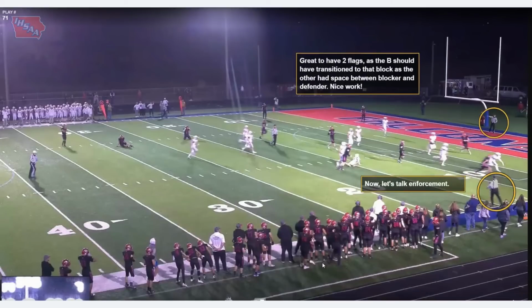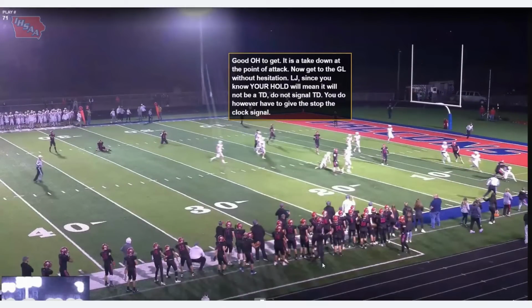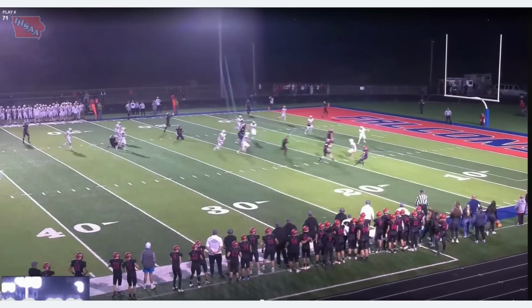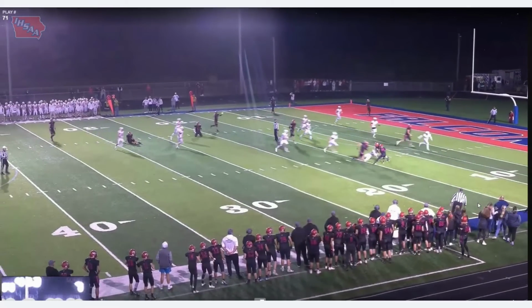Now let's talk about enforcement. We have a running play, a foul behind the basic spot. So again, this is a good hold to get. Take down to the point of attack, get to the goal line without hesitation. The line judge here, knowing it's your hold, don't signal touchdown, but we do need to signal something. Again, talking about penalty enforcement, we're going to enforce it from the spot of that foul. So if our flag was not at the right spot, we just need to remember where that occurred, right there at the 15-yard line.